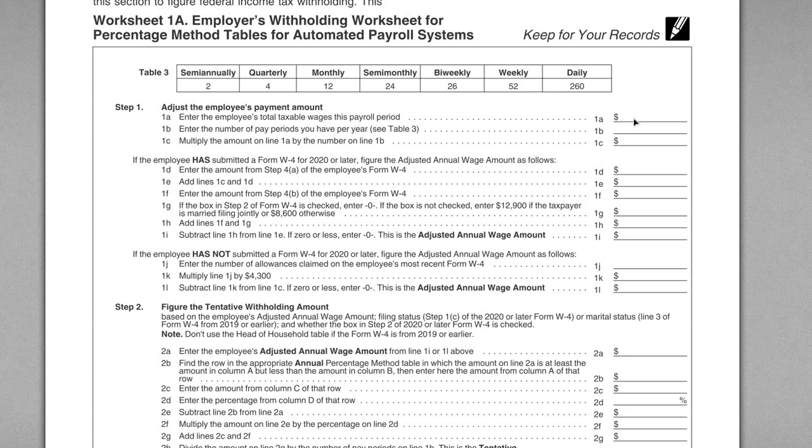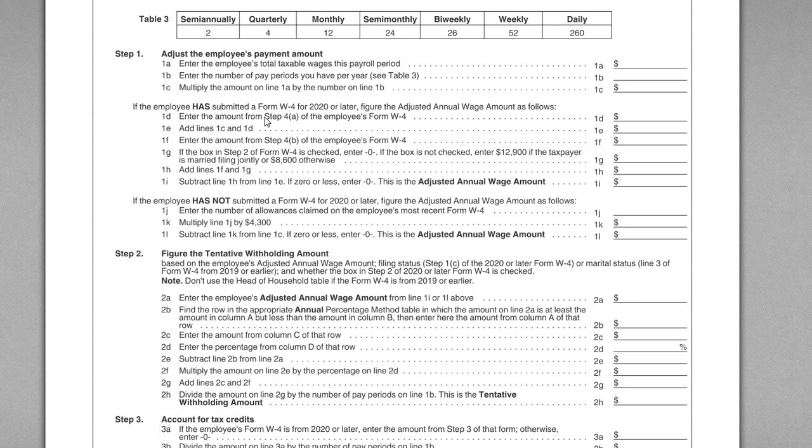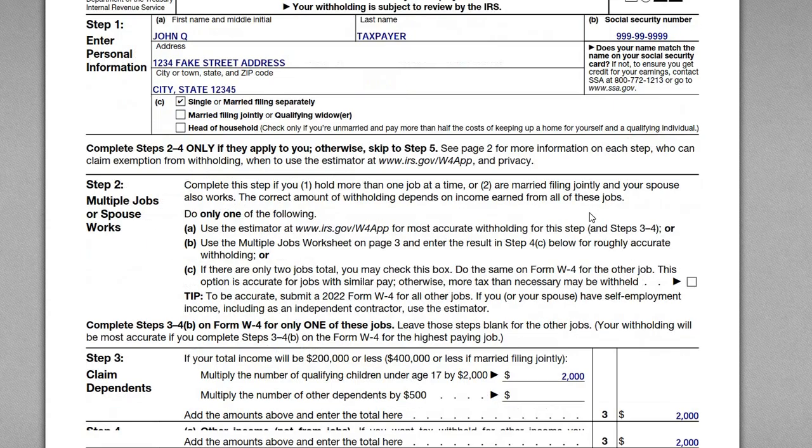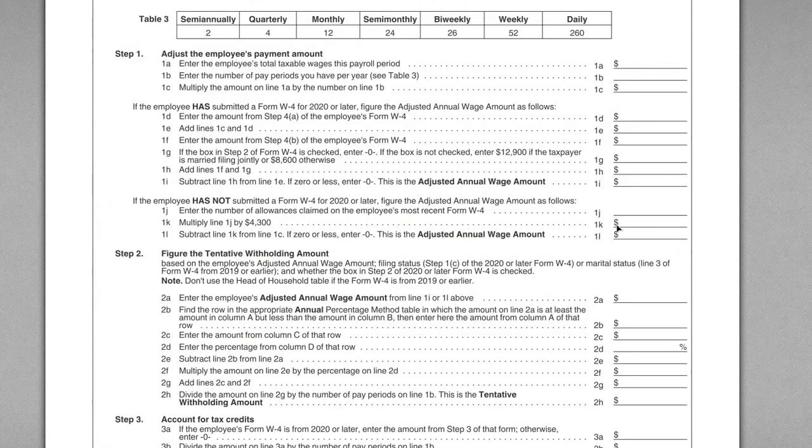They're asking for total taxable wages for the payroll period, the number of payroll periods, right? And then they're asking here, has the employee submitted a W-4? If so, enter the amounts. So step 4A, we just looked at that. Step 4A was the other income. If we have other interest income or dividends that we wanted to report, we can include that here on the worksheet in 4A. Step 4B was the other deductions, right? So if we have itemized deductions, that amount would factor in here.